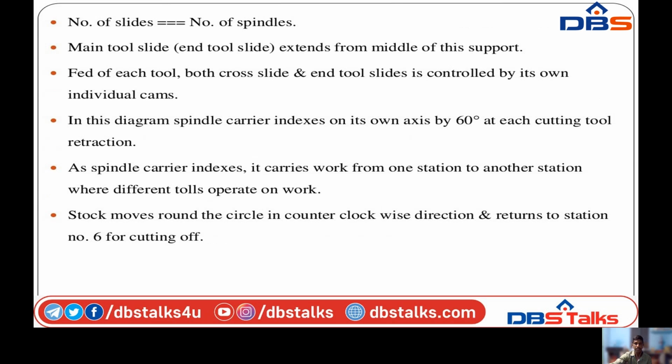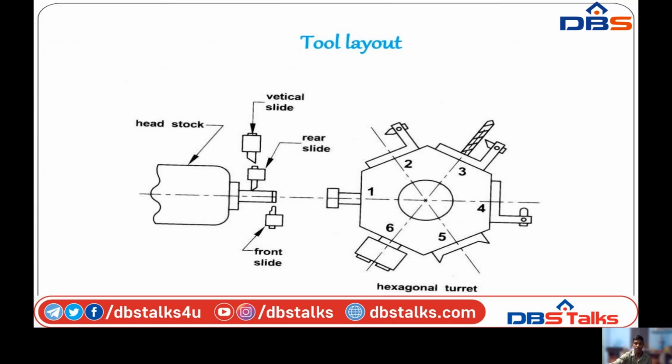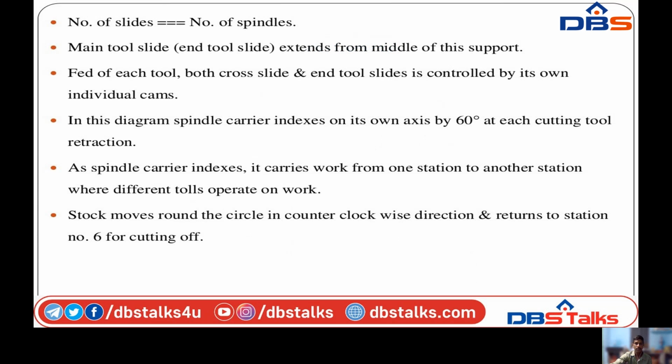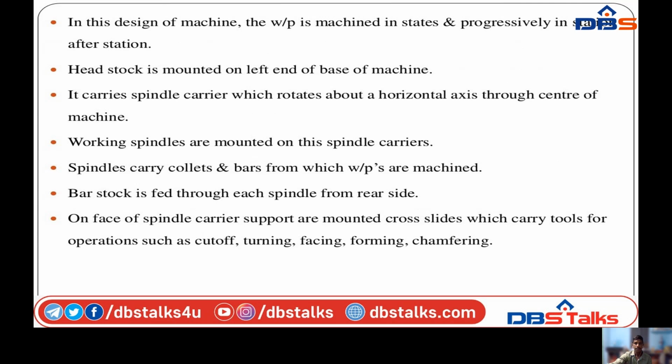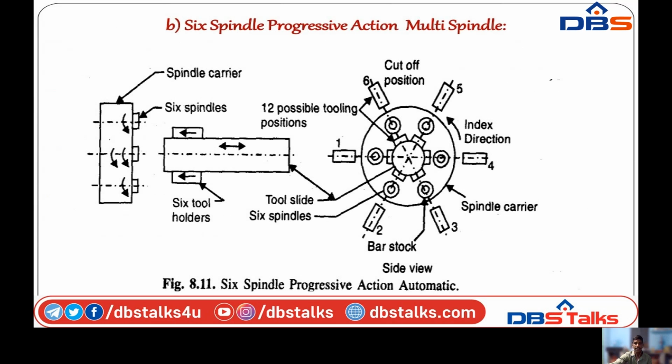Number of slides equal to number of spindles. It is justified by this equation: number of slides equals number of spindles. The number of components can be measured by the number of spindles. The main tool slide extends from the middle of the support. Stock moves around the circle. That means here the machining center can be rotated through 360 degrees.